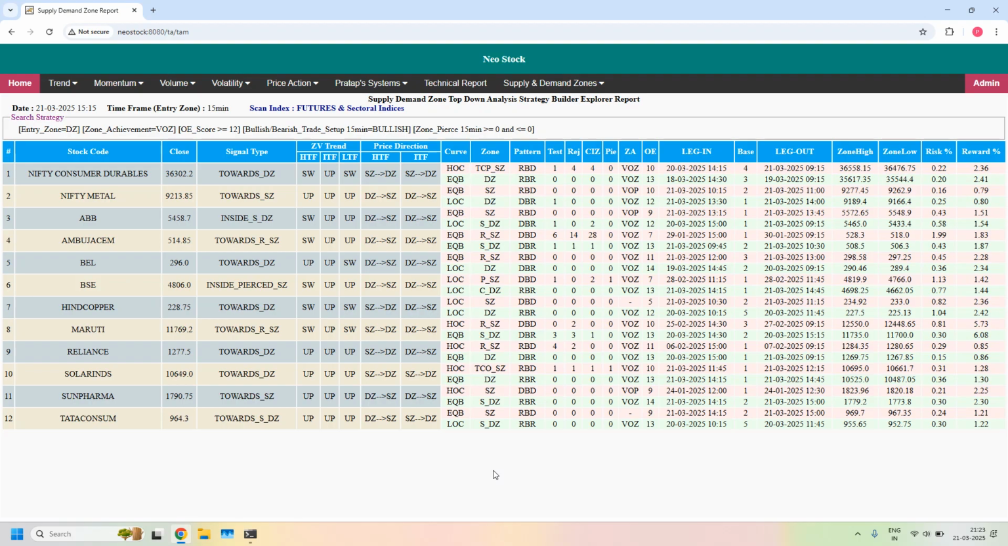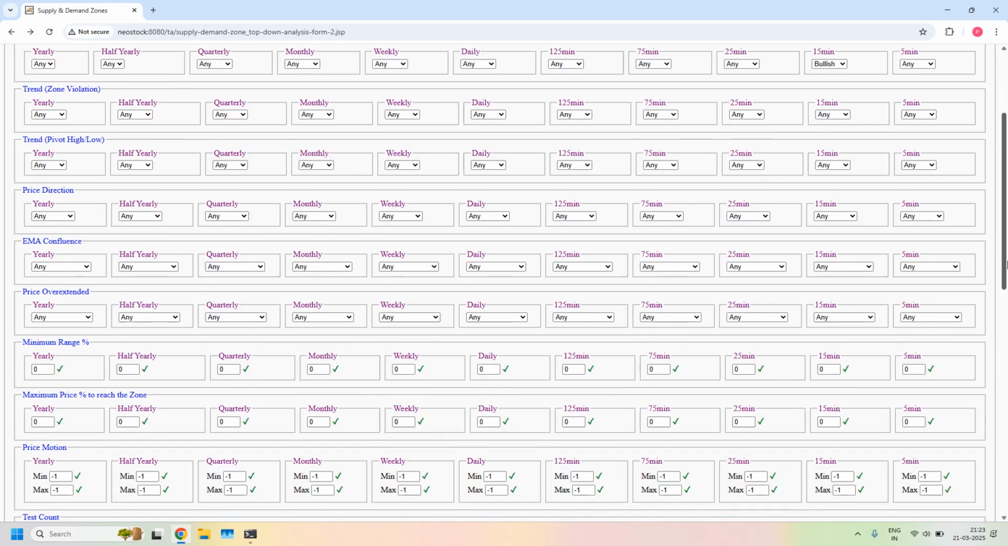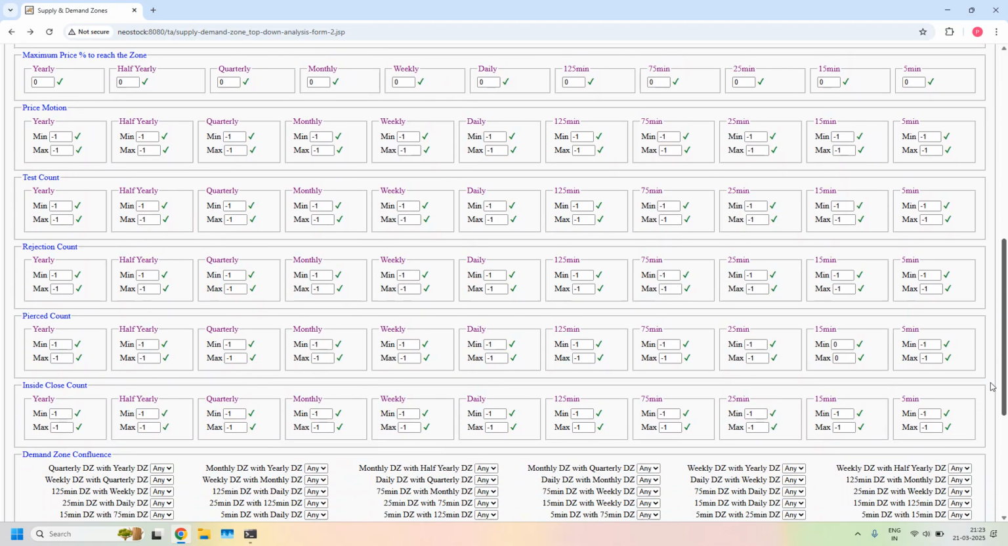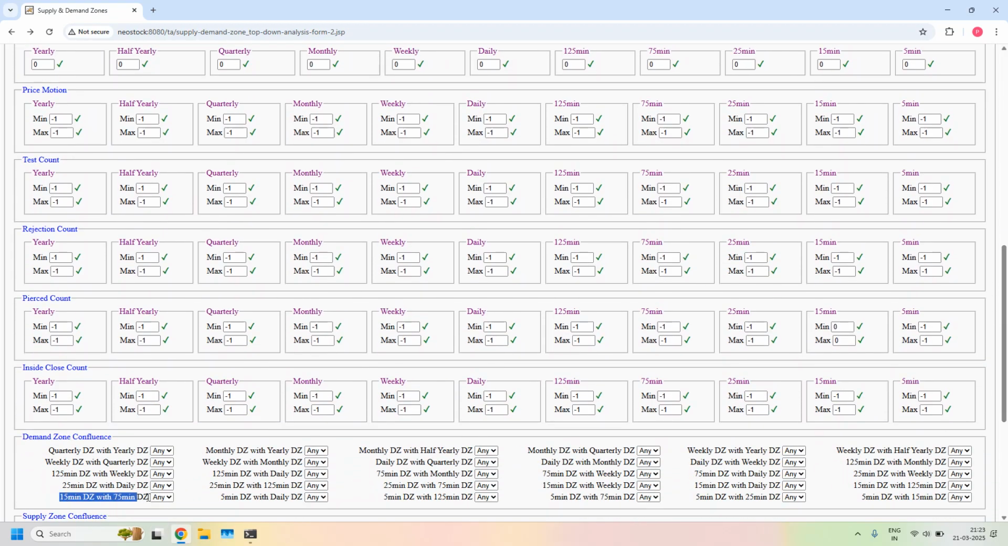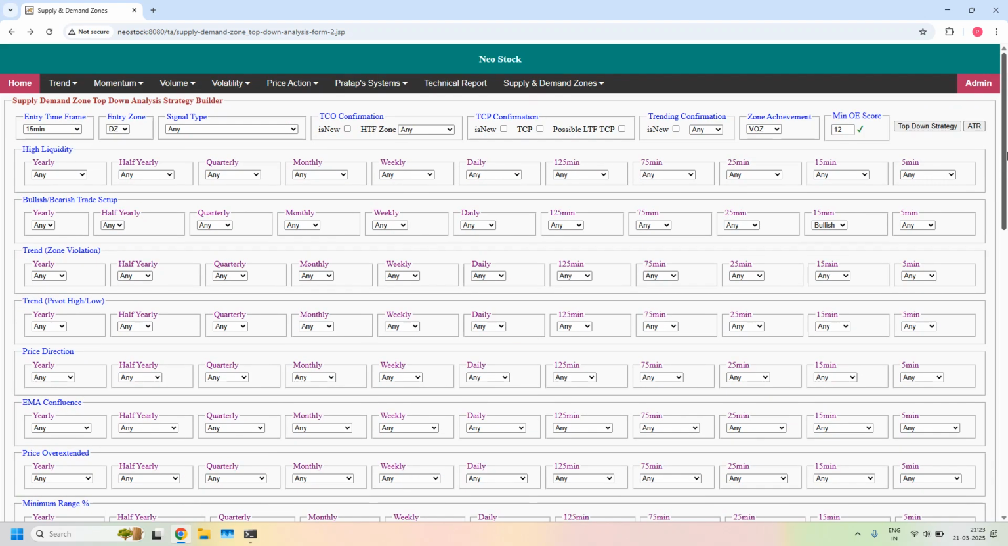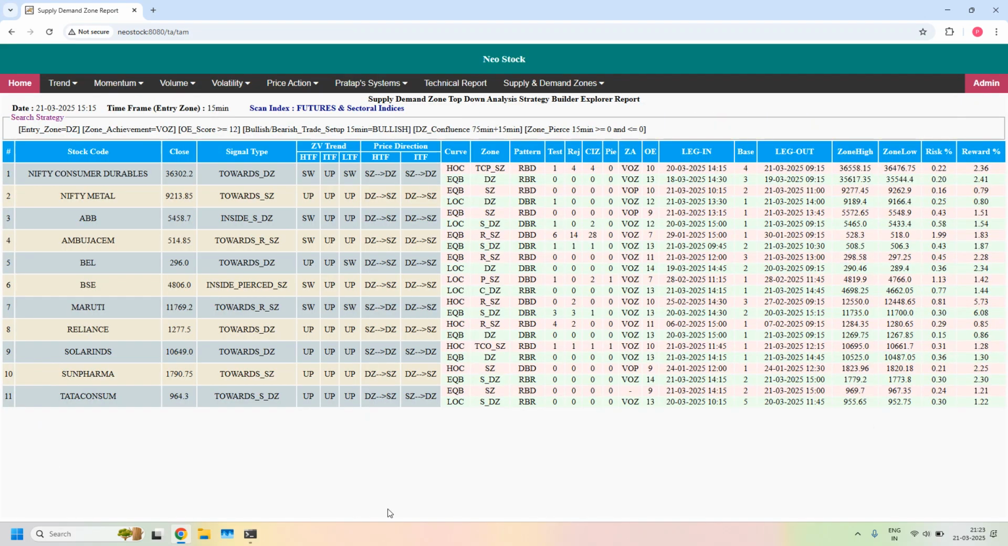So first filter is LTF, ITF, demand zone confluence, supported stocks. That is 15 minutes and 75 minutes demand zone confluence. I am enabling the filter. With this filter, we got 11 stocks. In all these 11 stocks, these 15 minutes demand zones are overlapped with 75 minutes demand zones. And 75 minutes trend, ITF trend, is up in all these stocks.